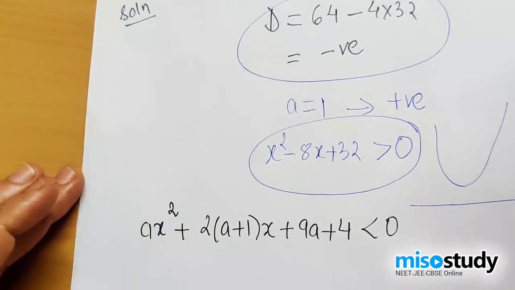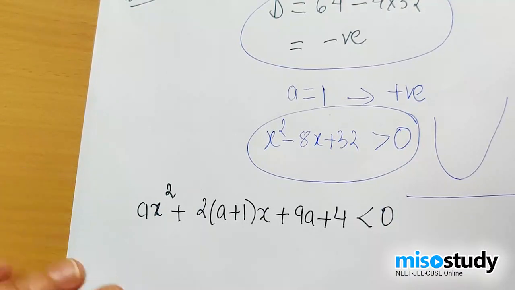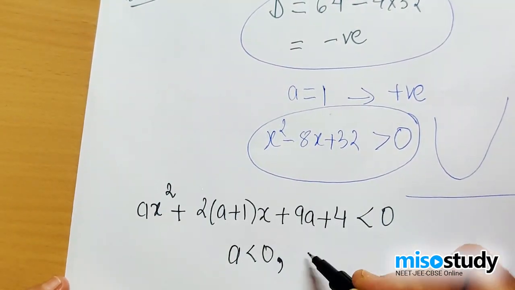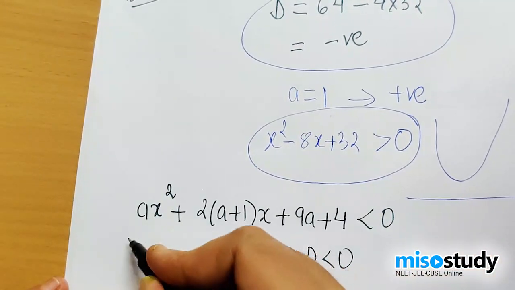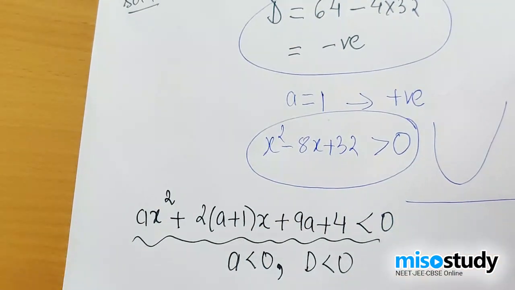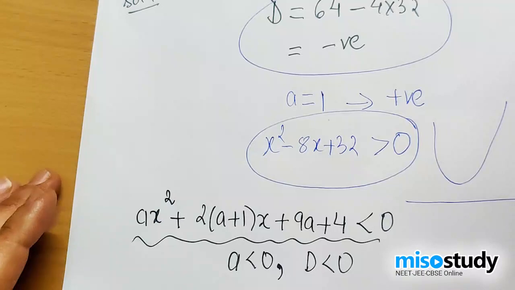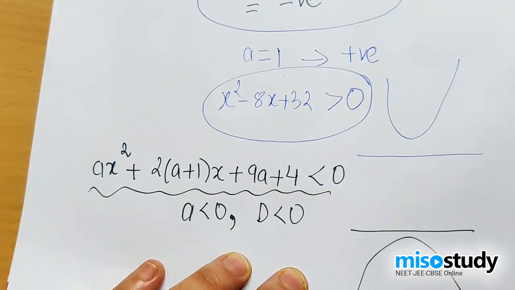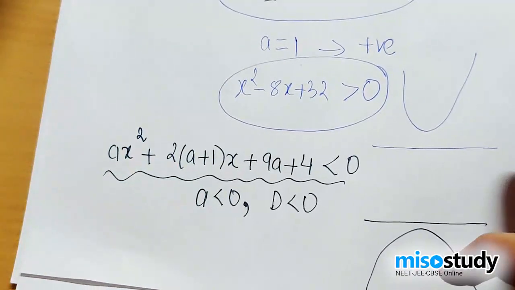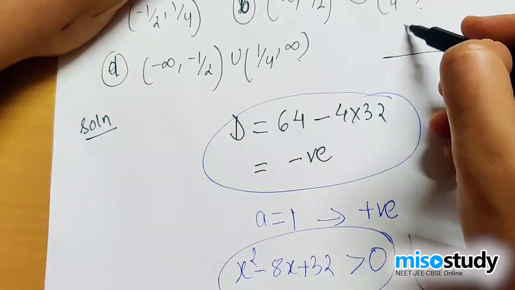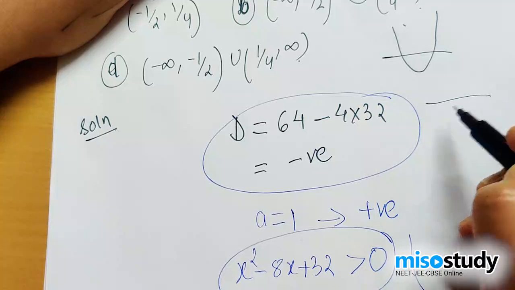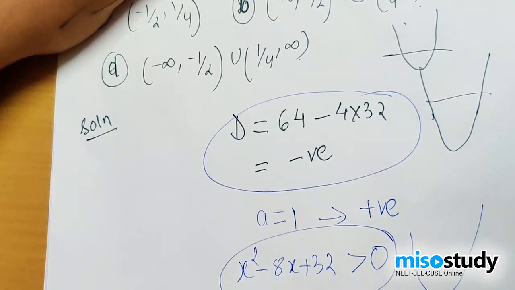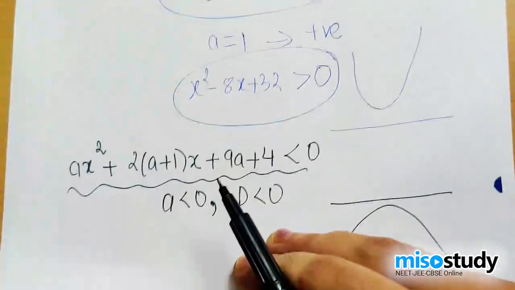Always. Which is possible only when a is less than 0 and the discriminant is less than 0. We want that this should be always negative. Now how come the graph is always negative? For the graph to be always negative, this has to be the scenario, right? If we take other scenarios, like I can take one like this also, but this is not always negative. Somewhere it will cut and become positive. So the only scenario left with us is this.